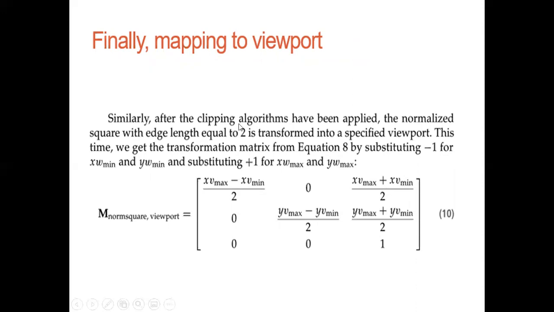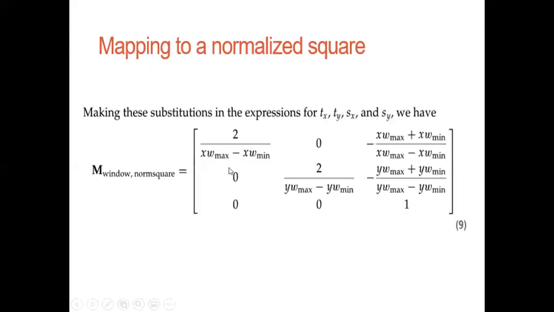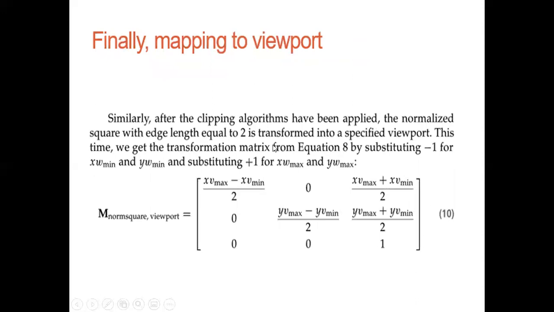Similarly, after the clipping algorithms have been applied, the normalized square with edge length equal to 2, because here we got the normalized edge as 2, is to be transformed into a specified viewport. This time we have to substitute minus 1 for xw min, yw min and plus 1 for xw max and yw max in the same scaling factors and translation factors.